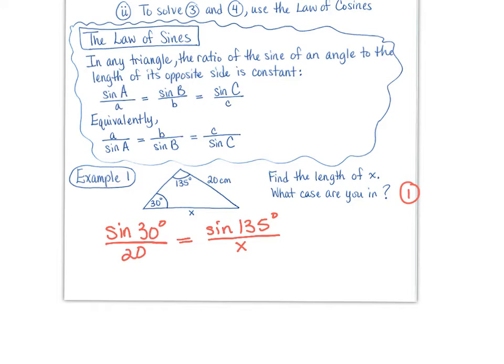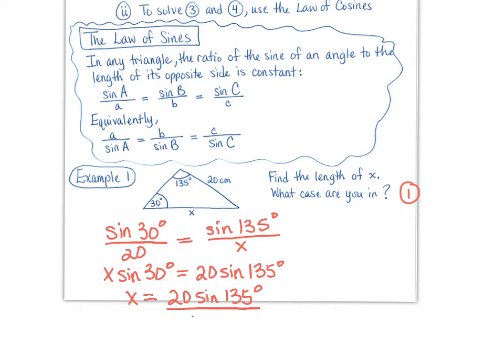The process now is to cross multiply. So you'll get x sine 30 degrees is equal to 20 sine of 135 degrees. And that means x is equal to 20 sine of 135 degrees over sine of 30 degrees. Now, this is just a side note, so I'm going to pause the video. 135 degrees is the same thing as 3 pi over 4. What's sine of 3 pi over 4?